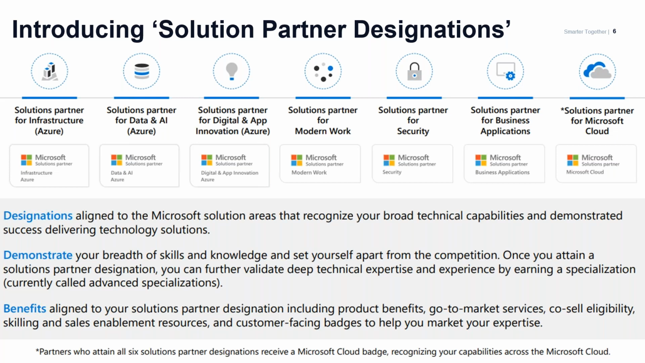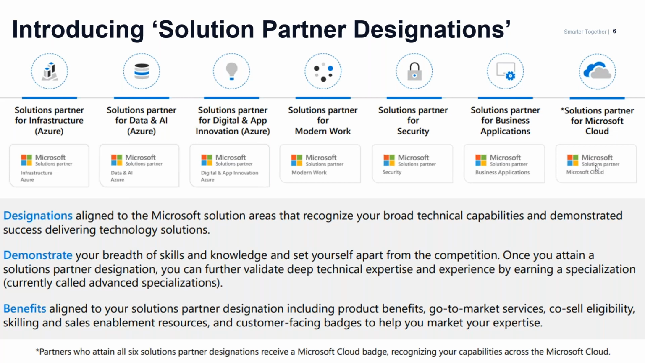So how do we obtain a solution partner designation? I've gone through what they are and broken them down into the six. Now, although I've said there are six multiple times, you may see on the right there's actually a seventh one. I've not missed that, and I keep saying six.